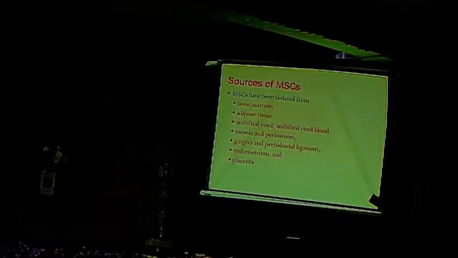So these are the most common sources of mesenchymal stem cells. You can isolate mesenchymal stem cells from bone marrow. You can isolate mesenchymal stem cells from adipose tissue. Adipose tissue is nothing but fat tissue. You can isolate mesenchymal stem cells from umbilical cord or umbilical cord blood. You might have heard of cord blood or storage of cord blood or umbilical cord stem cell, which is a very popular technique in recent days.